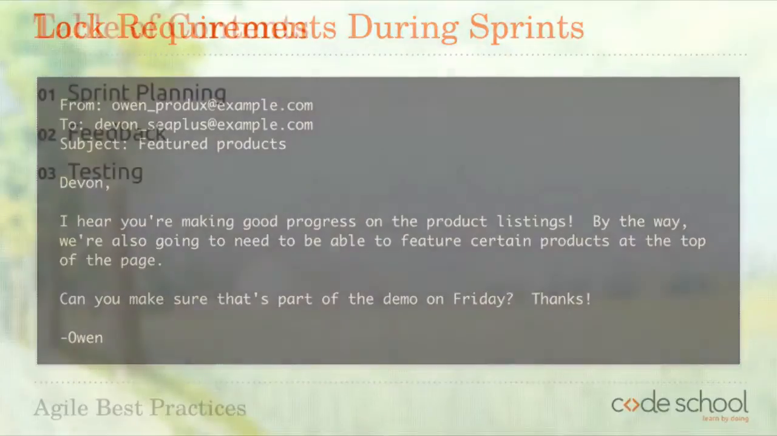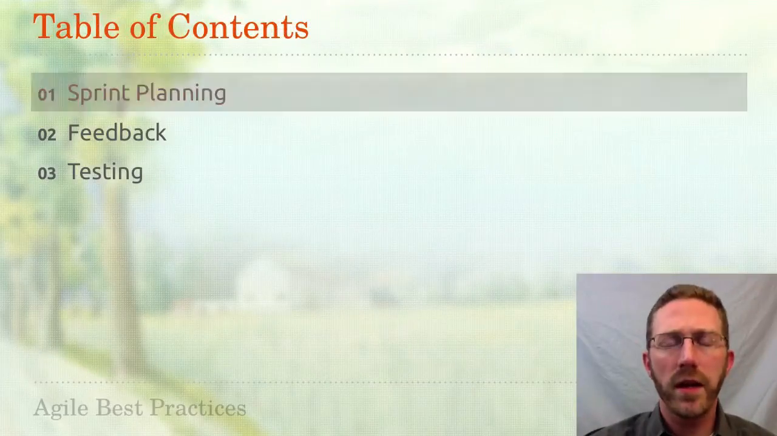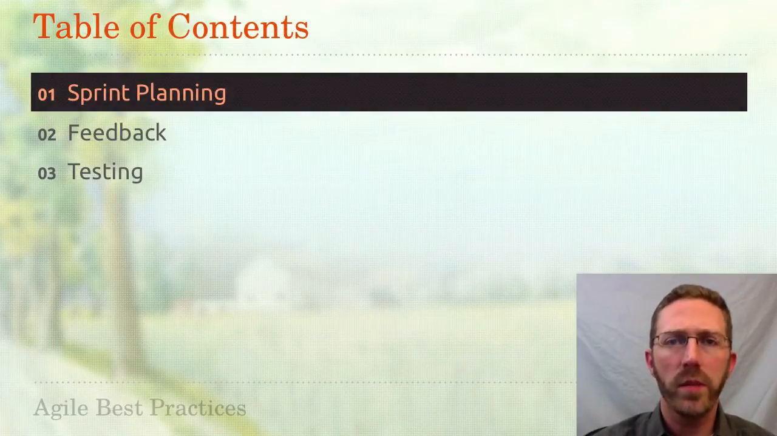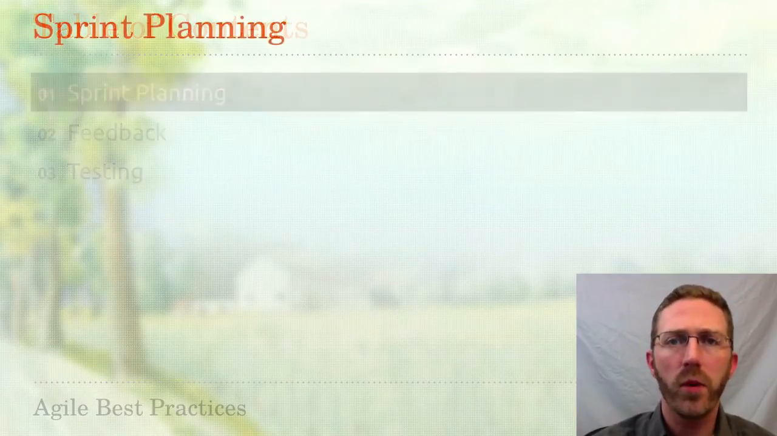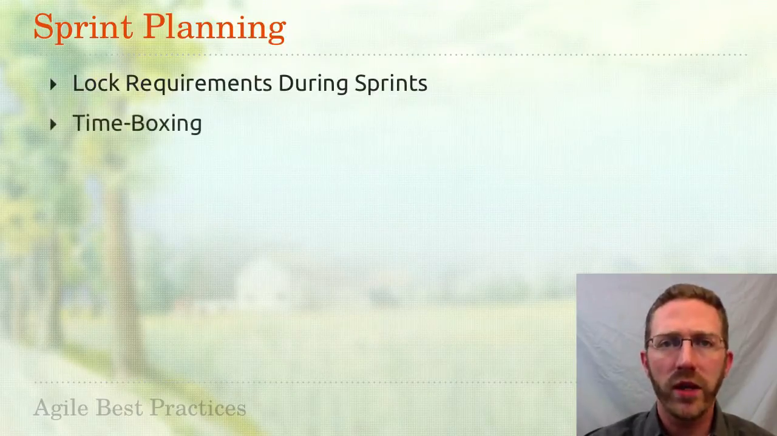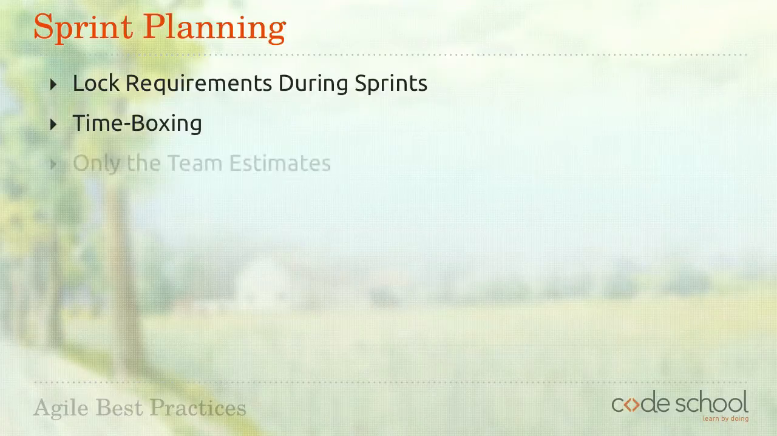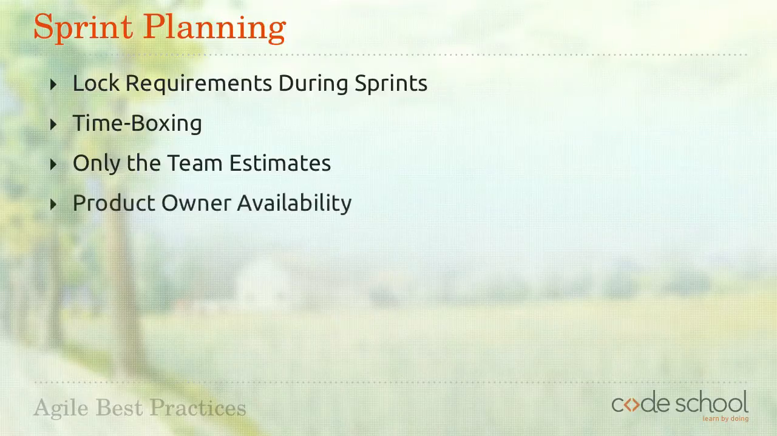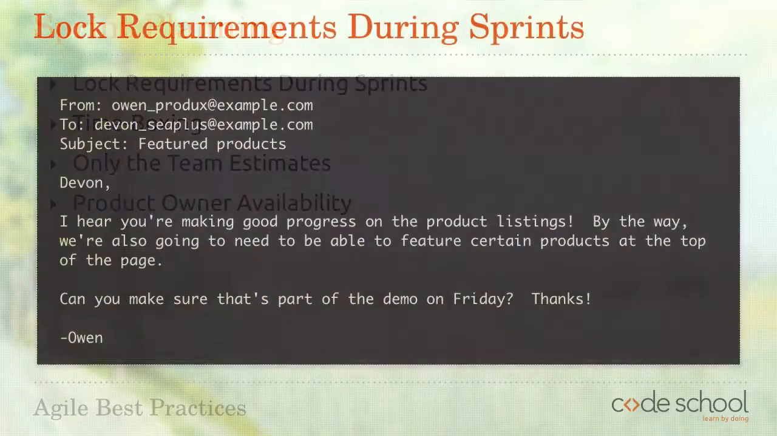We'll see exactly what goes wrong in each of these scenarios, and then talk about how to make it right. Selecting a group of stories that your team can deliver successfully within a sprint can be a surprisingly difficult task, so we'll start today with best practices for sprint planning. We'll talk about the importance of not changing stories during a sprint, the importance of keeping the duration of each iteration the same, about how the people who actually do the work should be the ones to estimate the effort involved, and the importance of keeping the product owner available to answer team questions.